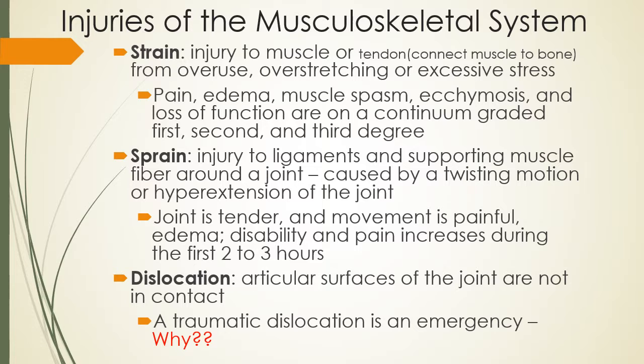A sprain is going to look similar, except it's an injury to the ligaments and supporting muscle fiber around a joint. So a strain could be to the muscle or the tendon. The sprain is really to a joint, caused by a twisting motion or hyperextension of the joint. So ankle sprain is very, very common. People say, I rolled my ankle. Really, they overstretched or hyperextended that joint and now have sprained it.